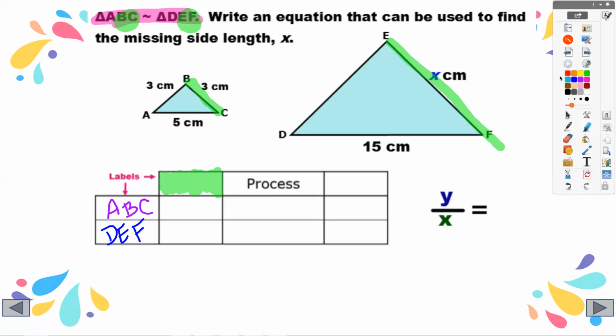Now, if I look at the triangle on the left, I see that, but do I have a length here to use? No. So that's not going to be a side I want to look at. I have a length here and I have a length here, so that looks good. So I'm going to go ahead and highlight that. So now if I plug in my numbers, the green on ABC was 3. The red on ABC was 5. The green on DEF was X, and the red on DEF was 15.